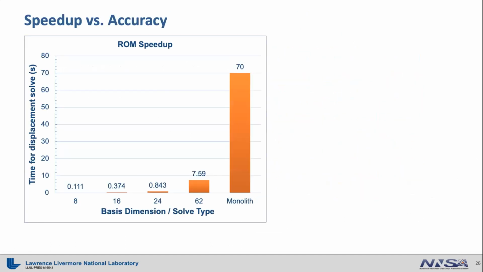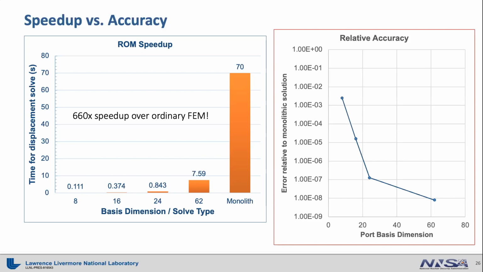So let's look at how much speedup and accuracy we can get with this component-wise reduced model. For this particular numerical example, the component-wise reduced model achieves a 660 times speedup with respect to the monolithic finite element solve. For accuracy, we easily achieve a relative error of less than 1%. And the nice thing about this component-wise reduced model is that the accuracy can be tuned by adding more bases. We observe an exponential improvement of accuracy as we increase the basis size.